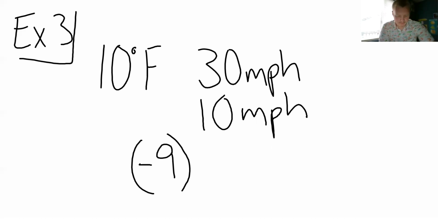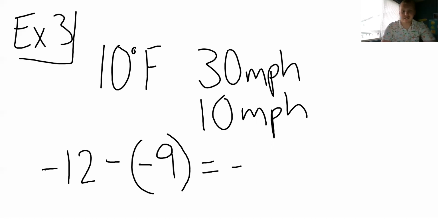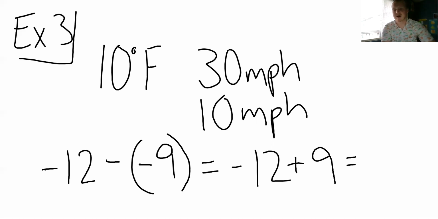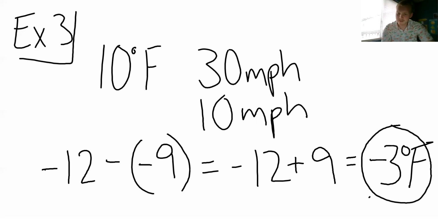And then when we have a wind speed of 30 miles per hour, it's going to be -12. Then we're going to be subtracting those because we're trying to find the difference between them. So negative 12 minus negative 9 is going to turn into negative 12 plus 9. When you have a bigger negative number than a positive number, it's going to be negative. So we have negative 3 degrees Fahrenheit colder. I'll write colder down here.